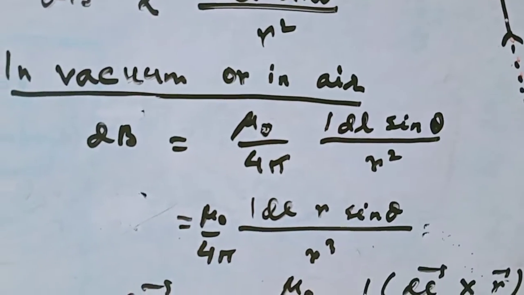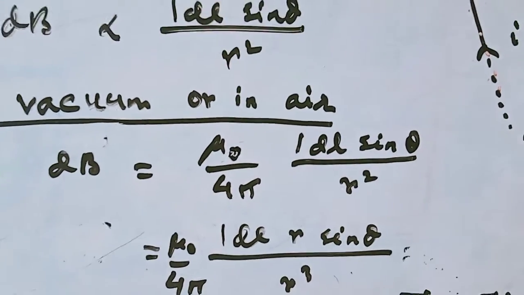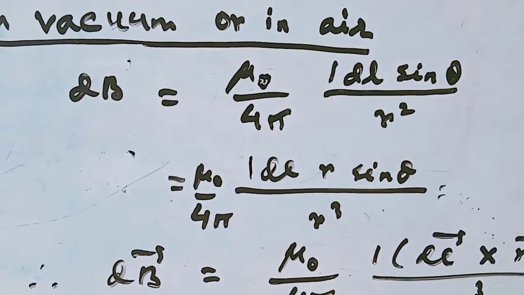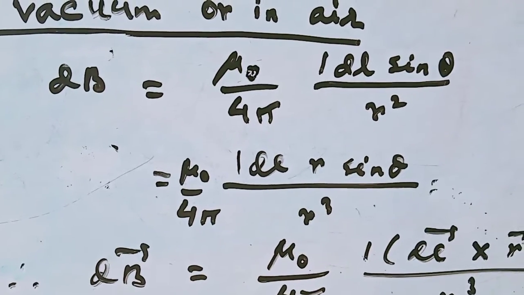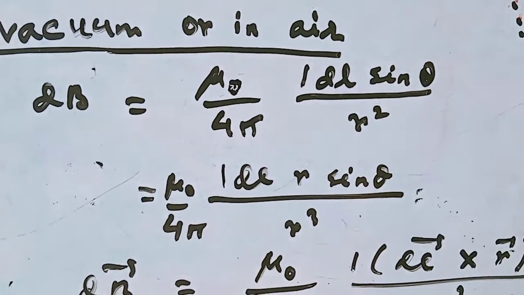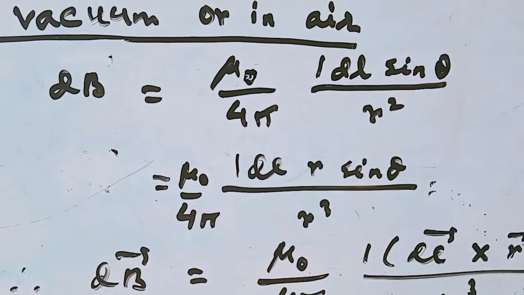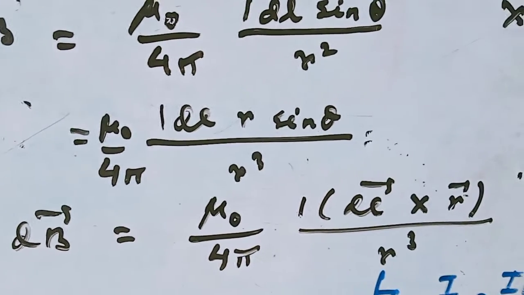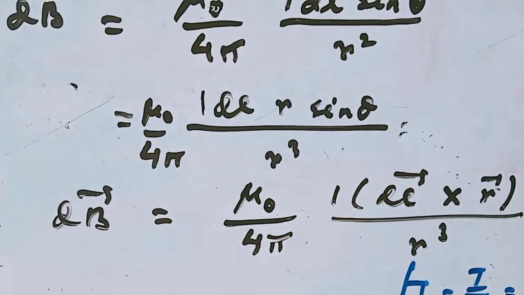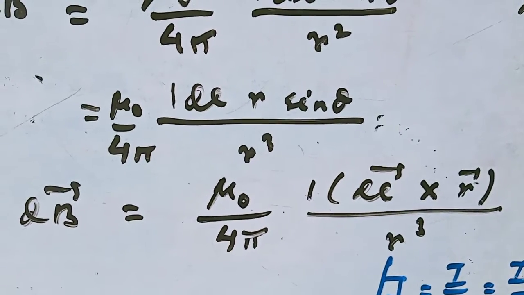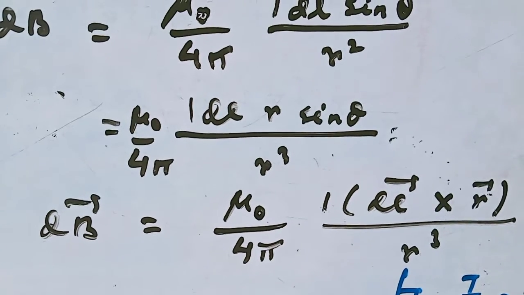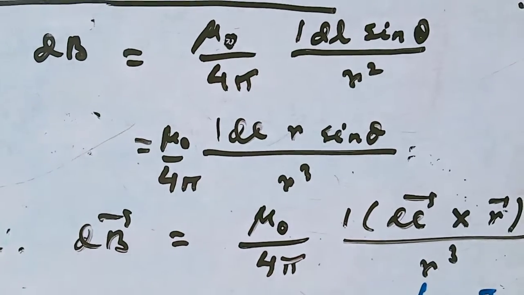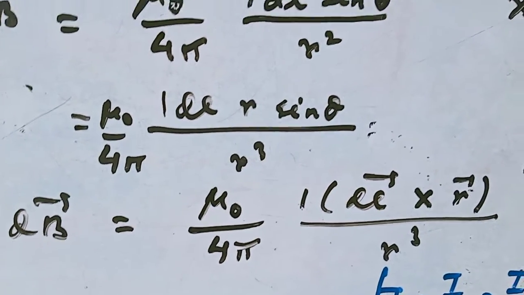Again, I am coming here, dB is equal to mu naught by 4 pi I dl sine theta by r square. If you multiply both the numerator and the denominator by r, you will get I dl r sine theta by r square into r, that means r cube. Again, a cross b means ab sine theta, so ab sine theta means a cross b. Similarly, I dl r sine theta, if you take I common, then dl r sine theta is replaced by dl cross r. So we will get another formula, that is the magnetic field strength for that element is mu naught by 4 pi I dl cross r by r cube.